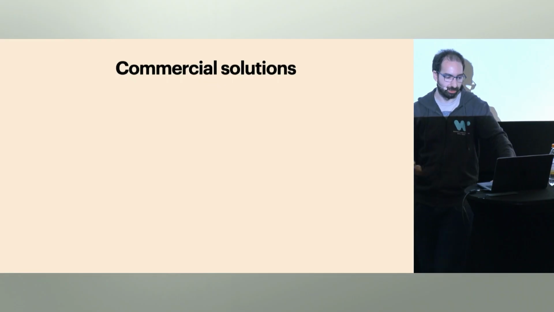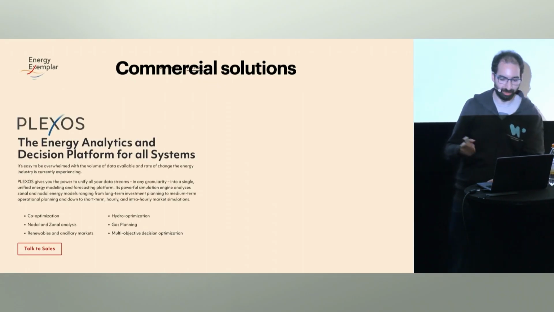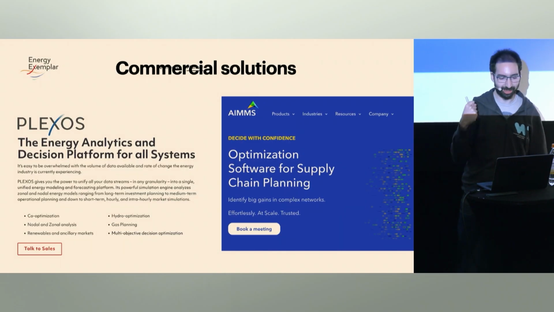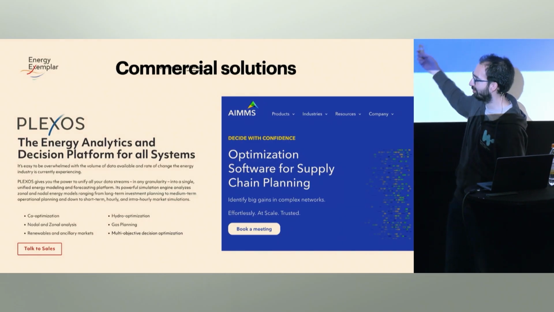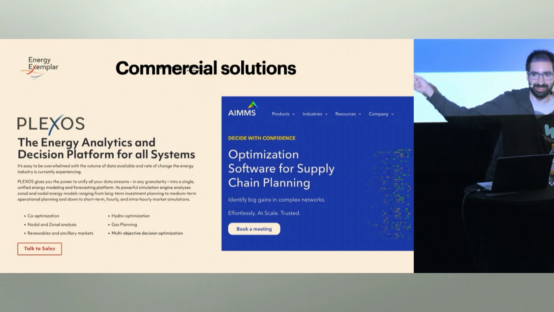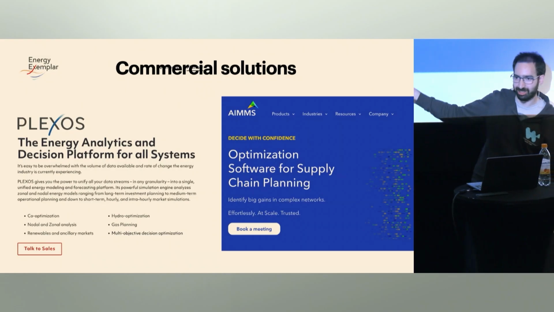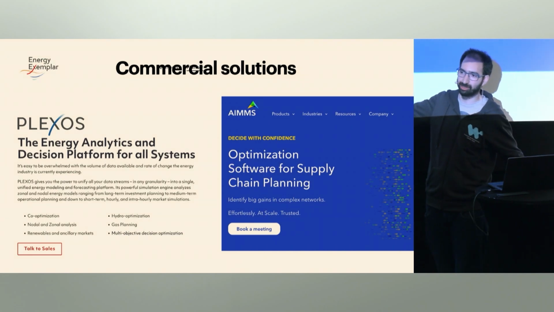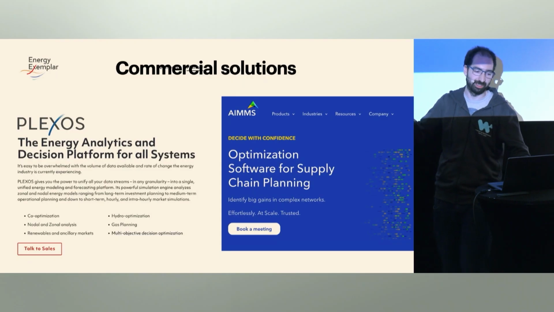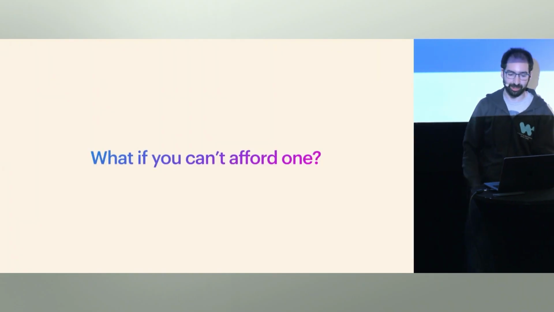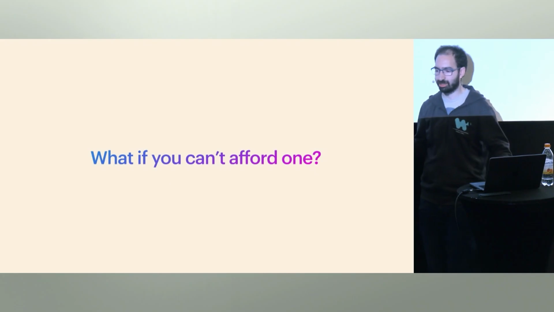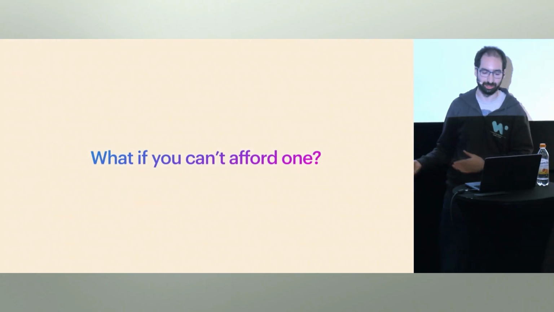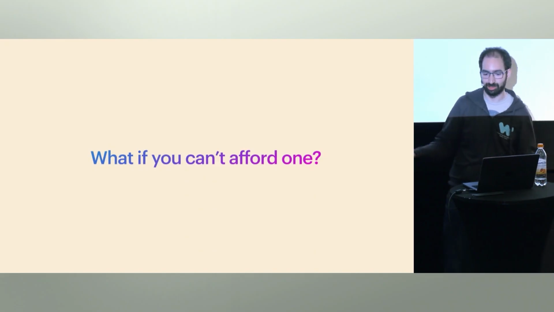And there are commercial solutions, like Plexos and others. What they have in common is this button: book a meeting with us, talk to sales. These are sold to governments. Sweden and other European countries all have either these commercial solutions or build them in-house, but mostly they're commercial. But what if you can't afford one? What if you're Kenya or Uganda or Costa Rica? You cannot afford these solutions and you're not trained to even use them.